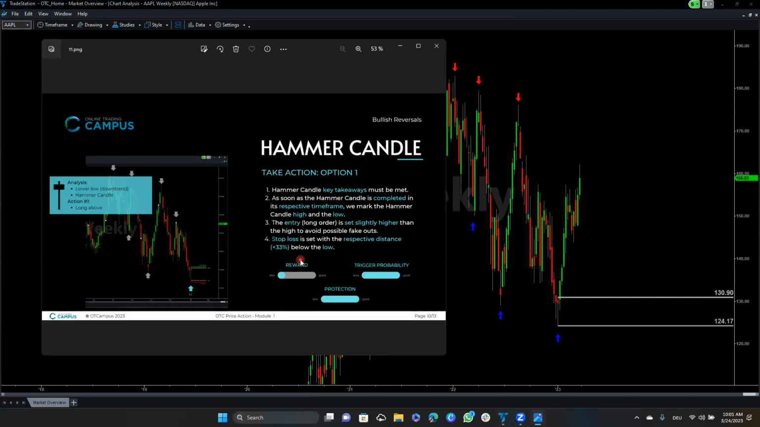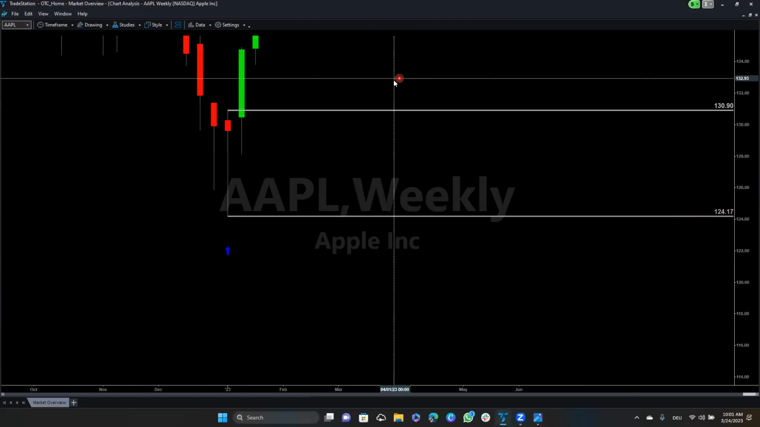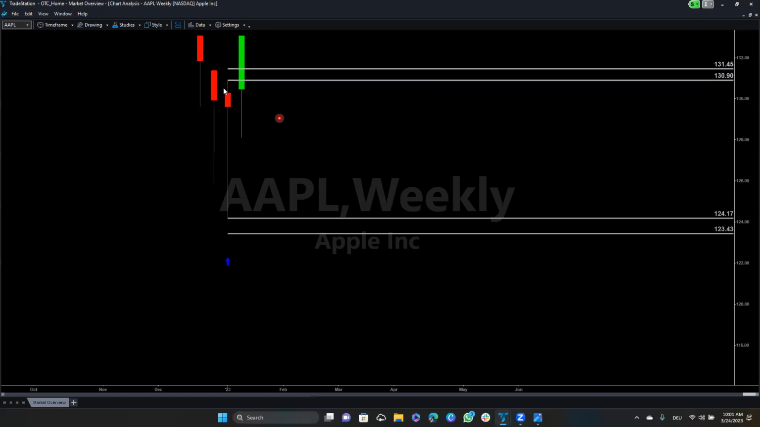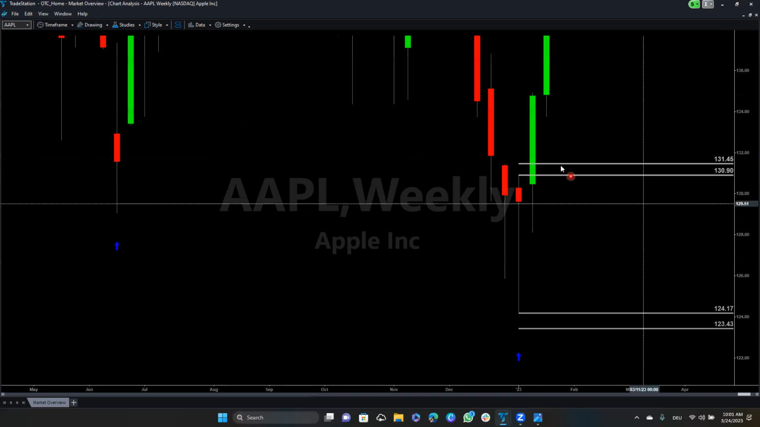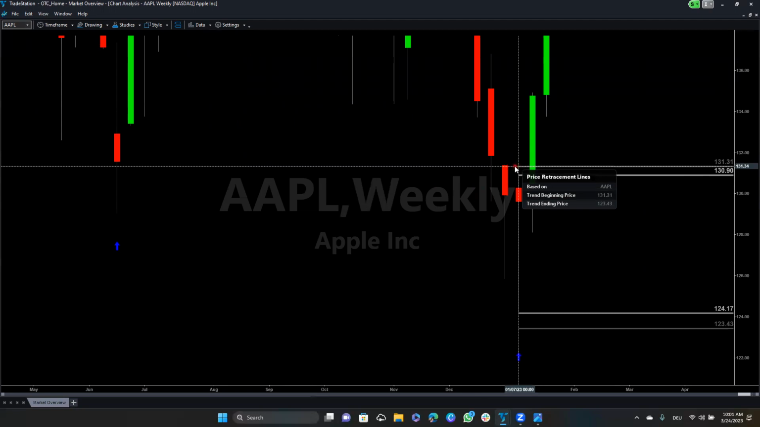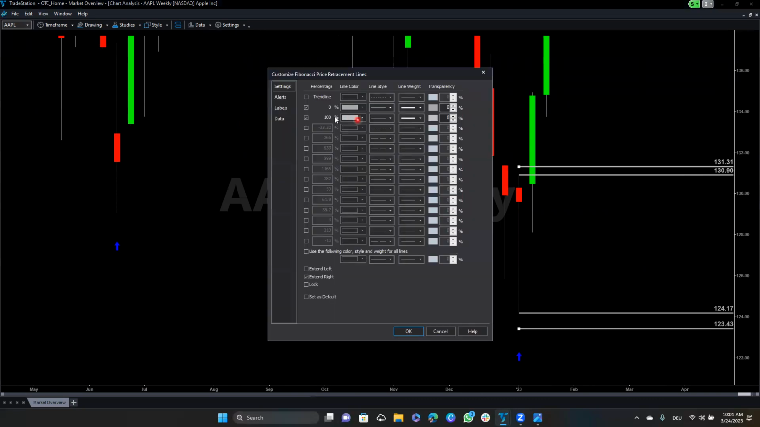Step number 3, the entry: the long order is set slightly higher than the high to avoid possible fake outs. Okay, that is so easy. You can use a horizontal line if you want. I will use my Fibonacci tool here. That means I will move my entry a little bit higher, right? Slightly higher above the high. You have 130 here, for example. I will go with 131.31. That's fine. This will be my entry.